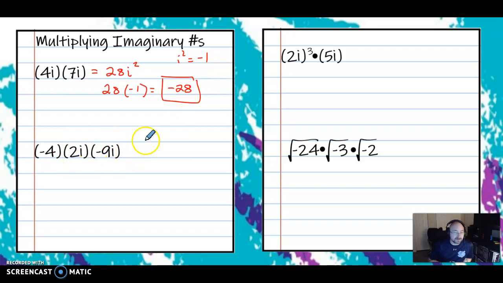Similar setup down here for our second example. Negative 4 times 2i times negative 9i. Well, negative 4 times 2 is negative 8, and negative 8 times negative 9 will make positive 72. And then I count up my i's. There's 1, 2. So this is i squared. Now remember, i squared is the nice convenient one for us because it's the same thing as negative 1. So this is 72 times negative 1, also known as negative 72.